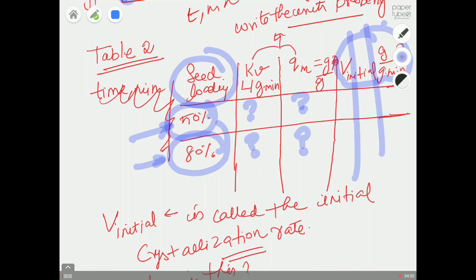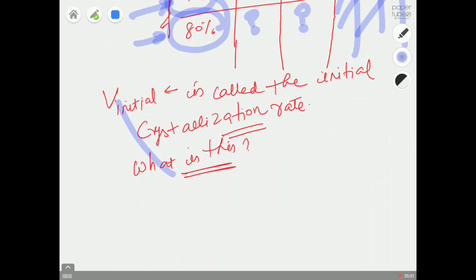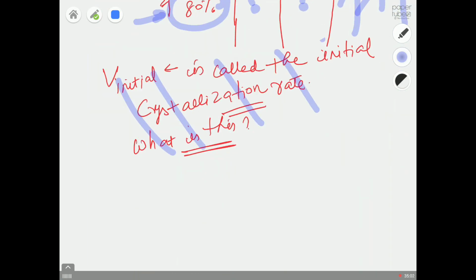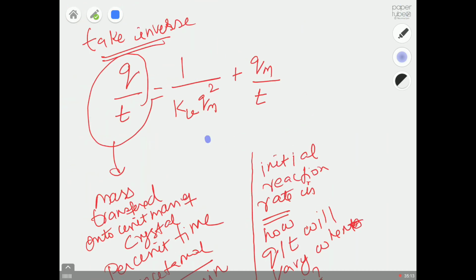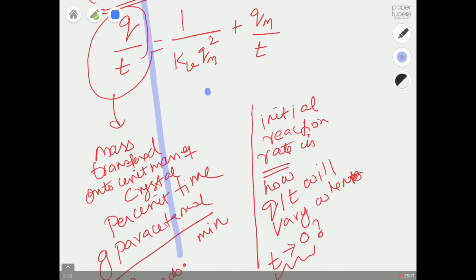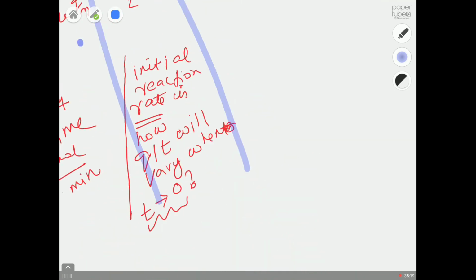So probably you might struggle if you do not have a mathematics background. Normally V initial means initial crystallization rate. Let's forget this one, we don't have to include it. I showed you how to get the initial crystallization rate. We don't need it. Yeah, let's strike it out.